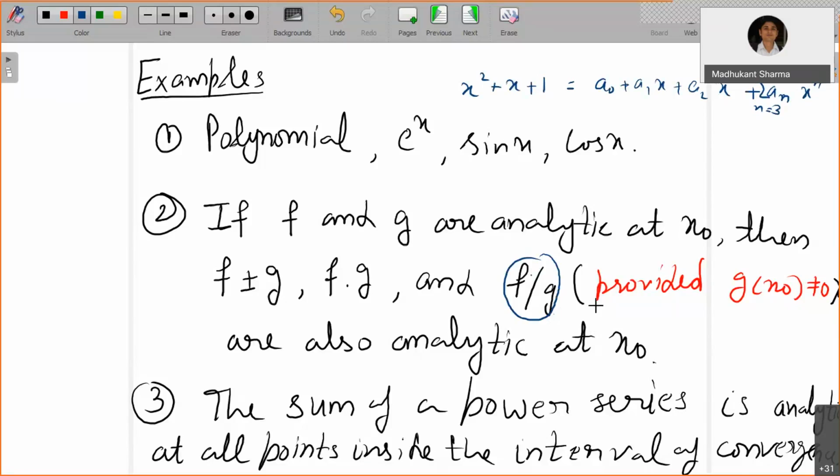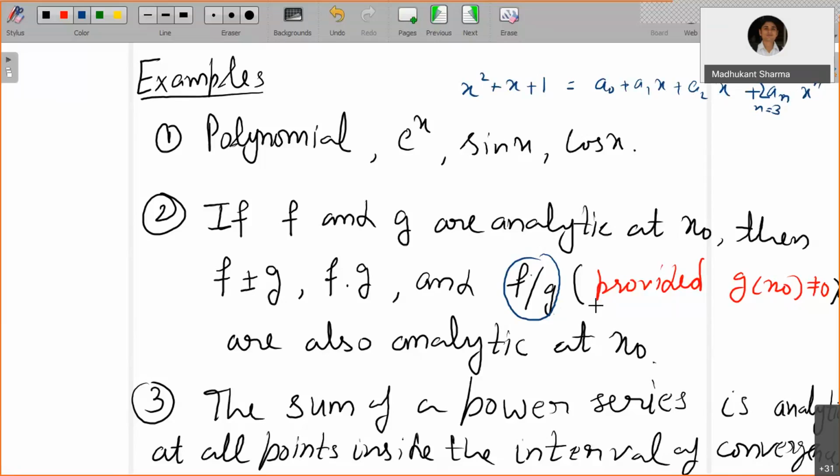So you can look at the numerator separately, the denominator separately, and you should remove the points where the denominator vanishes. Because at that point you can't talk about the analyticity directly, so you have to look at some other explanations. Okay, right. Now these are about the function of function.